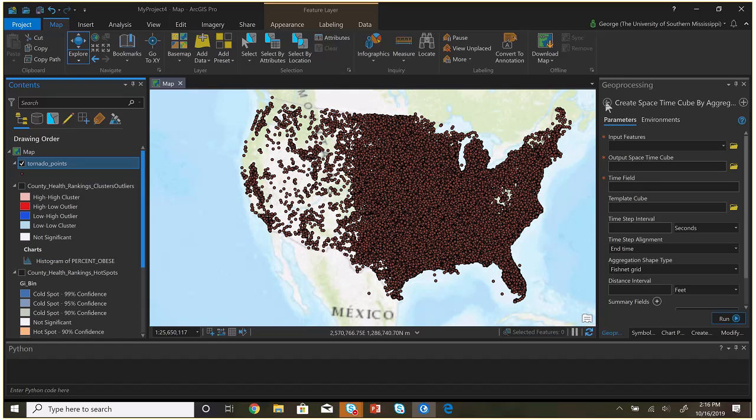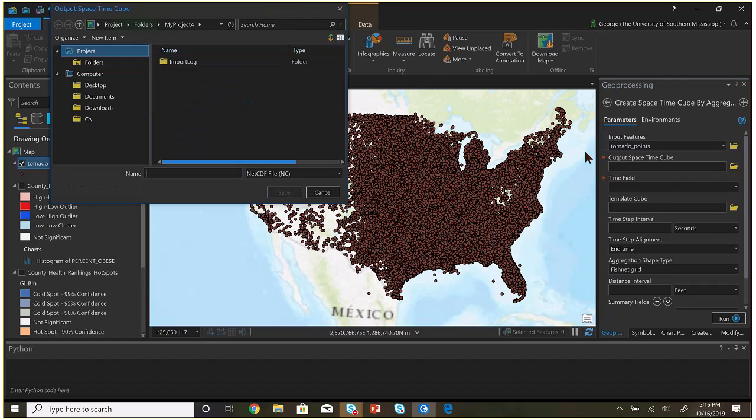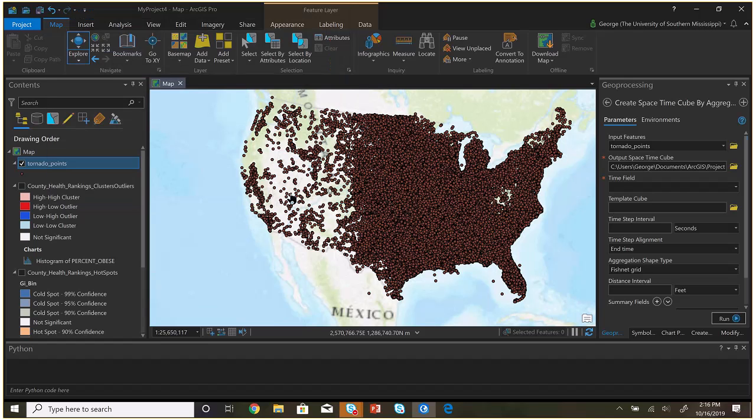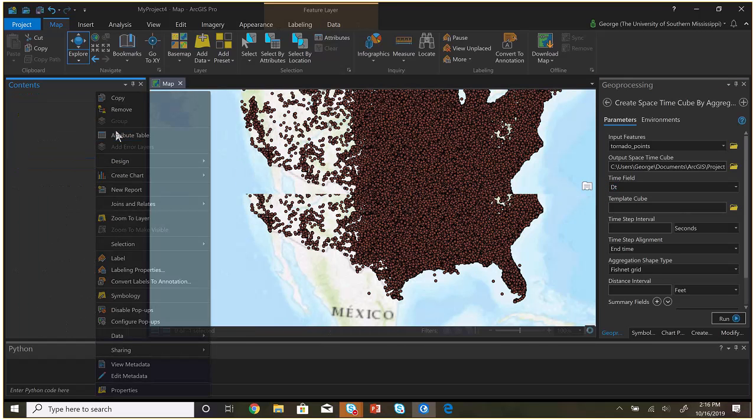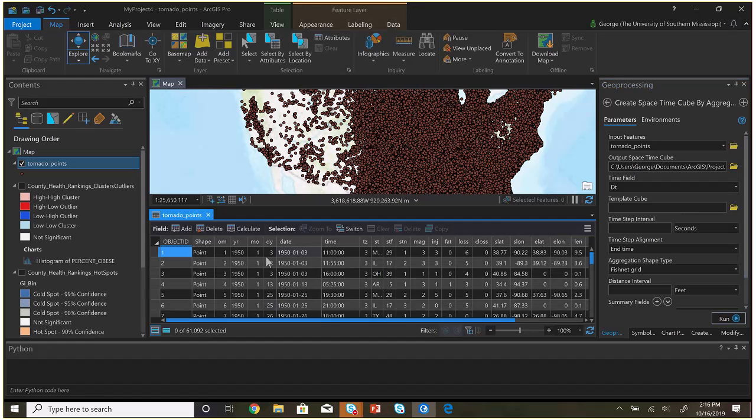I don't think it's going to make that interesting of a map, but let's do it anyway, because I don't know that tornadoes are changing much through time, but maybe they are. So we've got our tornado points, and we're going to create our space-time cube. I'll just put it right here. I'll just call it tornado space-time cube, or space-time cube. What's the time deal? What's that? Like 20 years, 30 years?